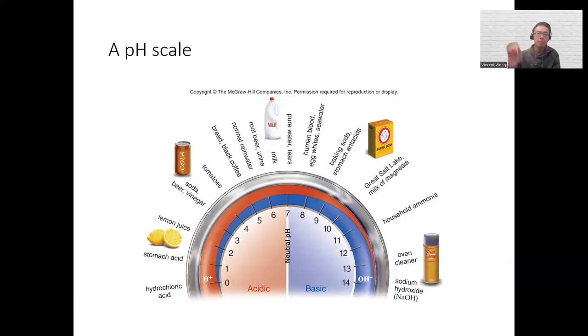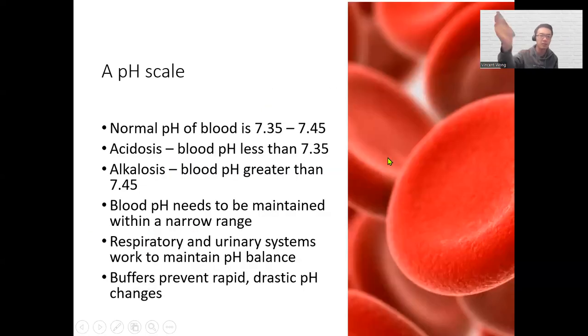Bleach, yeah? Human blood is a little bit basic. It's about 7.35 to 7.45, so just slightly above 7. In fact, this number is very, very critical. If it goes just a little bit below 7.35, then you would have acidosis. You don't have to know these words. Acidosis means too much acid in the blood. That could send you into a coma.